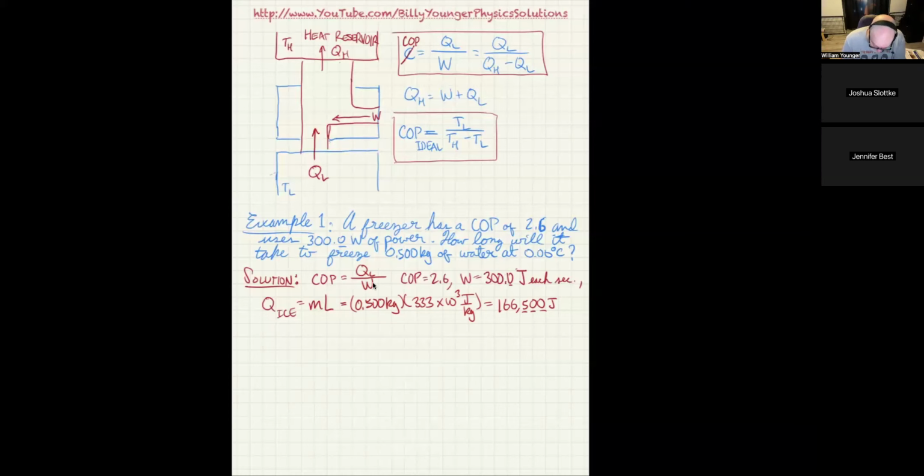Now we've got to figure out what QL is, and according to the COP equation, QL should be equal to W times the COP, and the W we said was 300.0 joules, and the COP was 2.6.